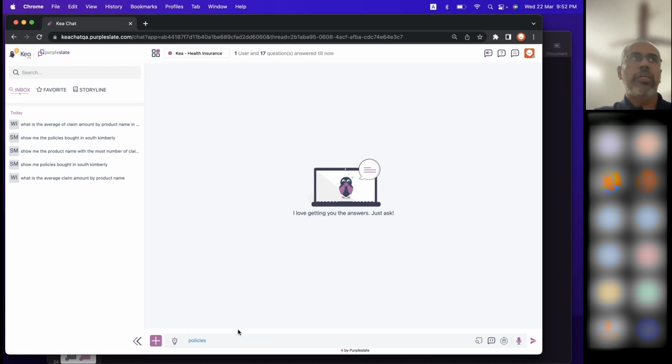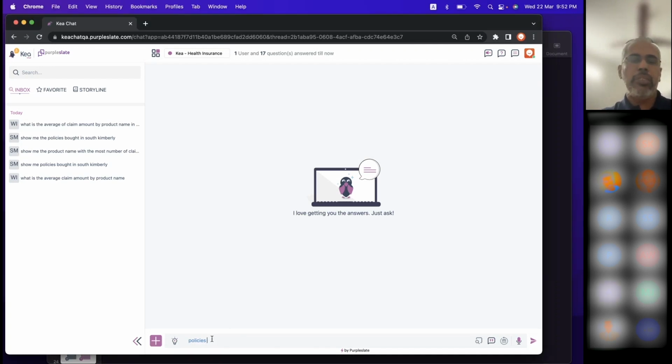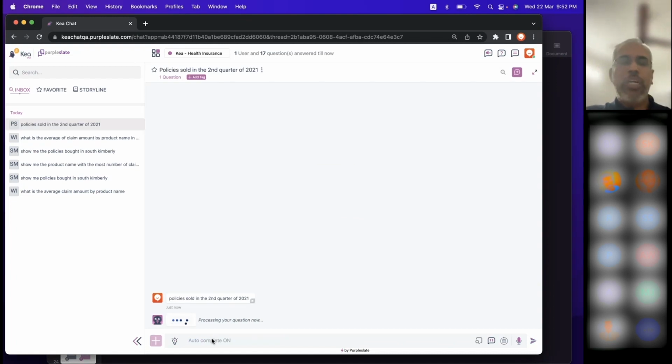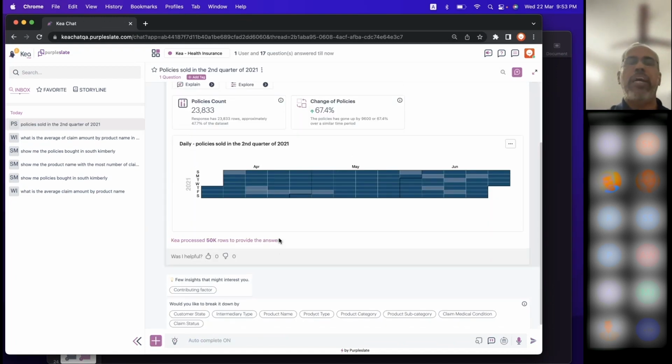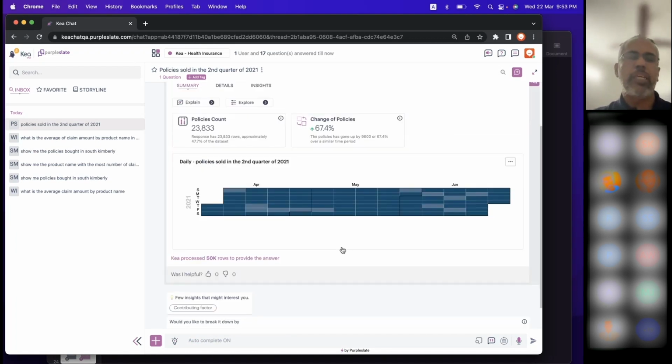This is one of the data sets for the insurance industry, around health insurance. So I'm just trying to get an idea of policies. Okay, so I'm just asking a question like this, and it comes back and gives me the data, the number, and so many other things.